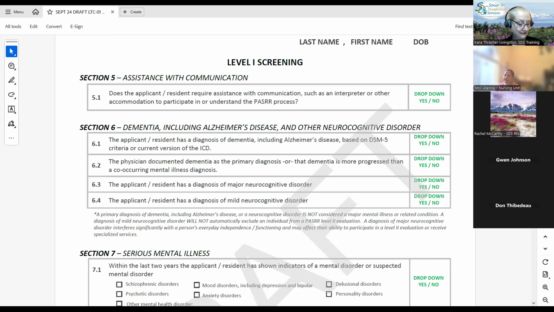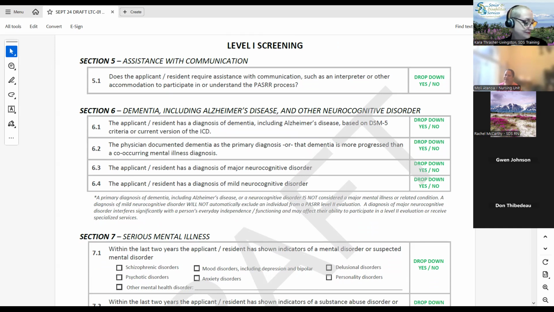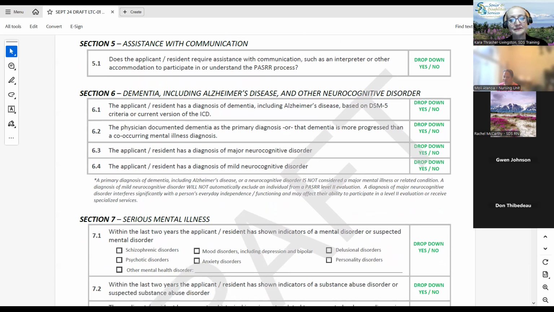Section 6, we're looking at dementia, including ADRD, other neurocog disorders. You've got a set of questions there that helps you identify whether there's a primary diagnosis of dementia and whether a categorical determination may be appropriate. All of those questions are set up to be yes/no questions.